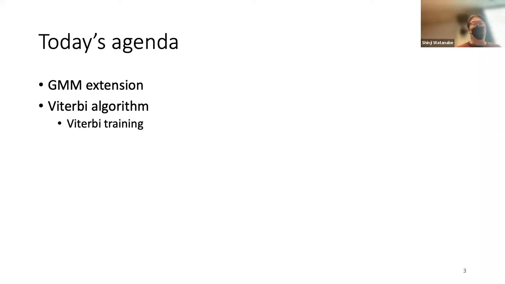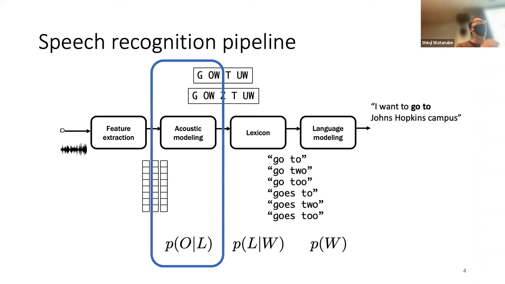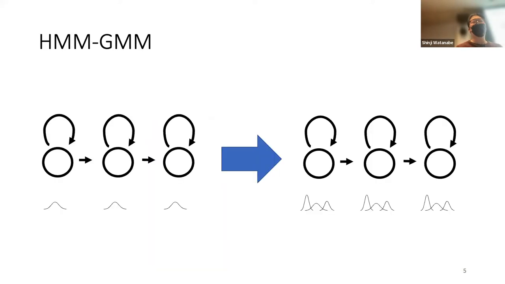Okay, so let's move to the actual contents. We are still in the acoustic model part, still trying to model this acoustic model based on the statistical method. In the previous two lectures, I mainly focused on the hidden Markov model with a single Gaussian model, for simplicity. But from today, I will explain the Gaussian mixture model extension of the hidden Markov model. This is quite a widely used acoustic model in hidden Markov models. And one comment is that this Gaussian mixture model is almost replaced with the deep neural network nowadays.